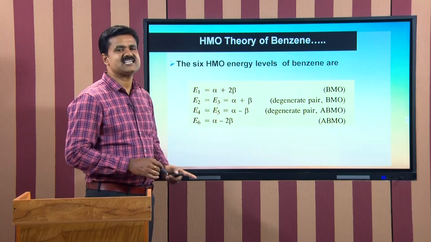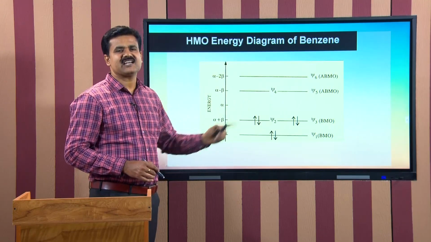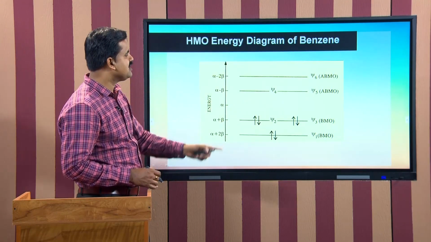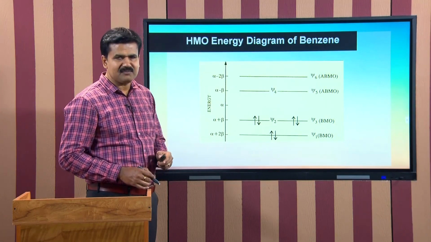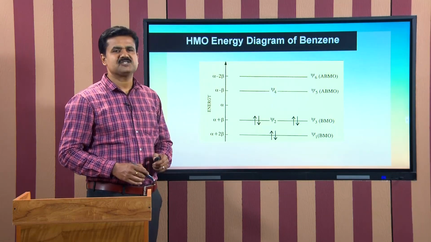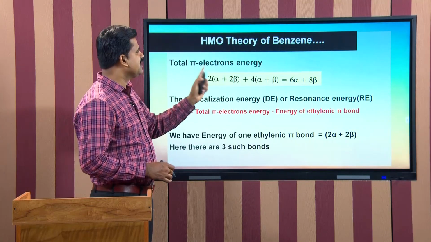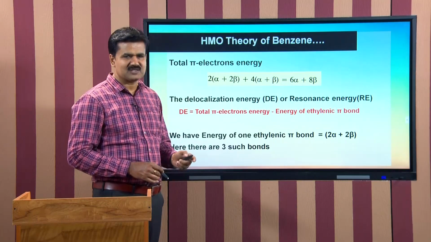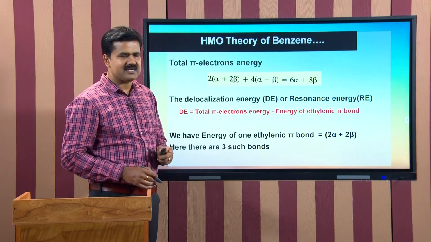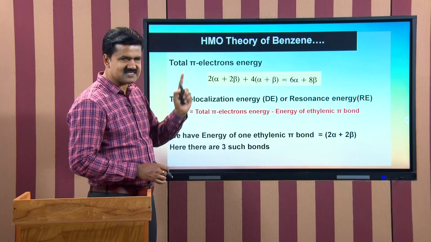So, these are various energy levels, and it is possible to plot these energy levels like this. 2 electrons are in the lowest BMO and the other 2 electrons are present in the Psi2 and Psi3 BMO. This is about the energy level arrangement of the benzene molecule, and we can do some calculations. As we mentioned in the case of 1,3-butadiene, here also we can find out the total pi electron energy, that is theoretically calculated to be equal to 6 alpha plus 8 beta.